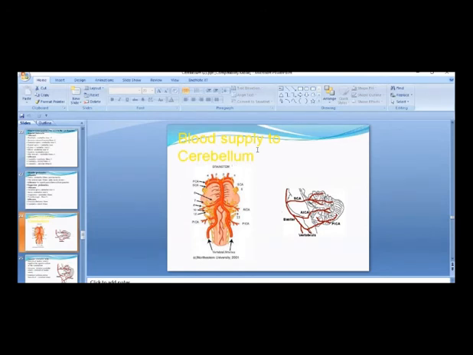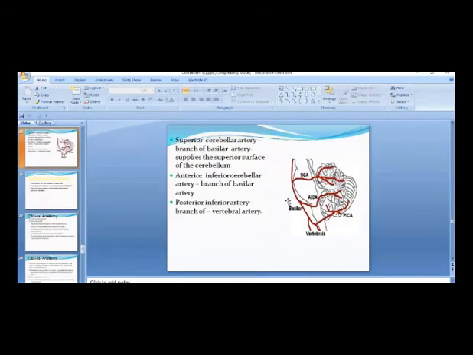So these are the blood supply of the cerebellum. The superior cerebellar artery, SCA, a branch of the basilar artery, supplies the superior surface. The anterior inferior cerebellar artery, AICA, is also a branch of the basilar artery. Now this is PICA, the posterior inferior cerebellar artery, which is a direct branch of the vertebral artery.